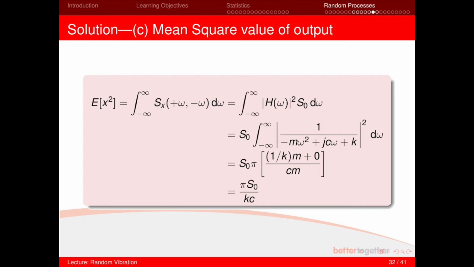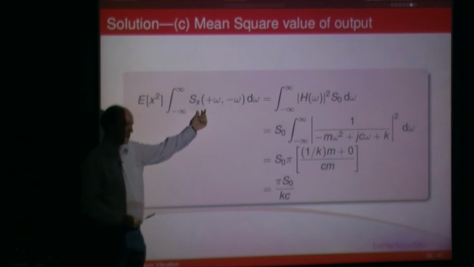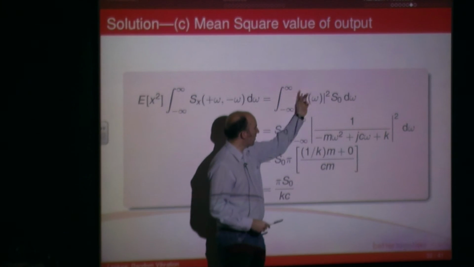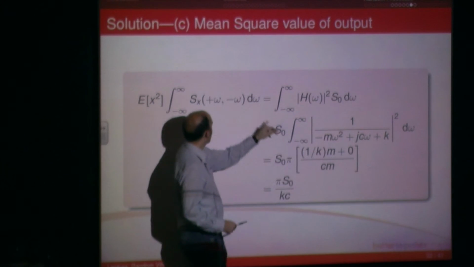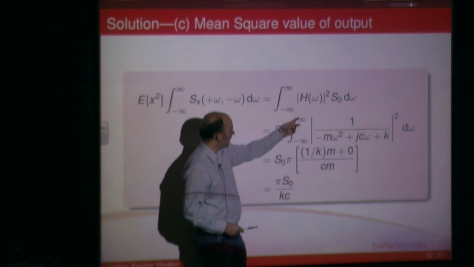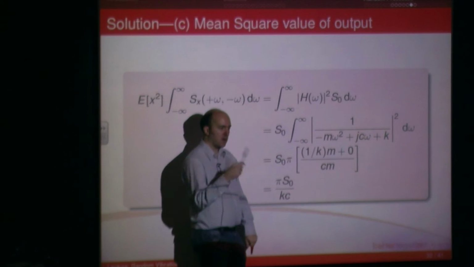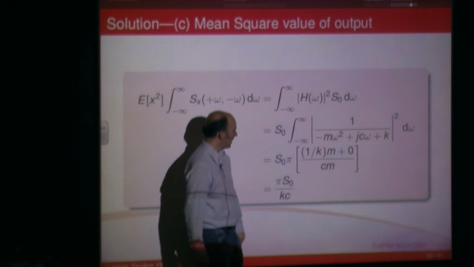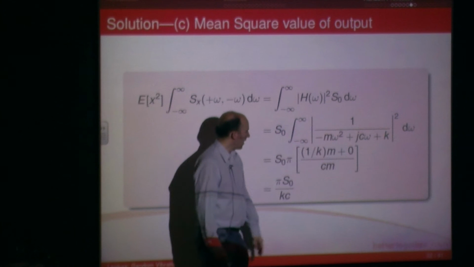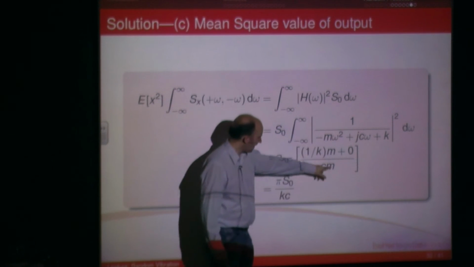Equals the expected value of the square, or the mean square value, which we know is the integral of your output power spectral density. So you take the input power spectral density multiplied by your frequency response function, and you get your output. And obviously S naught is a constant, so that can come outside the integral. We do the integral of this, and like I said, we use that identity that I've given you, where we had B naught plus B1, and so on, and you can work it out, and you end up getting this as your term.